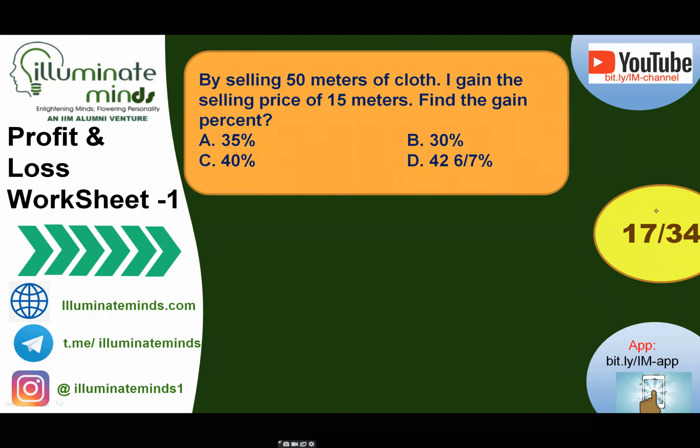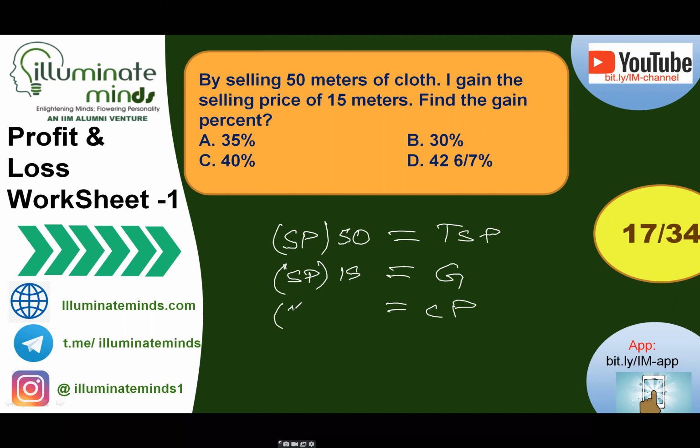Question number 17. By selling 50 meters, so SP of 1 meter of cloth is SP. So total SP is equal to 50 SP. Gain is equal to 15 SP. Cost price is equal to 35 SP. Right? So profit percentage is equal to 15 upon 35, so 3 by 7, which will be 42.67 percentage. So that's the correct answer.